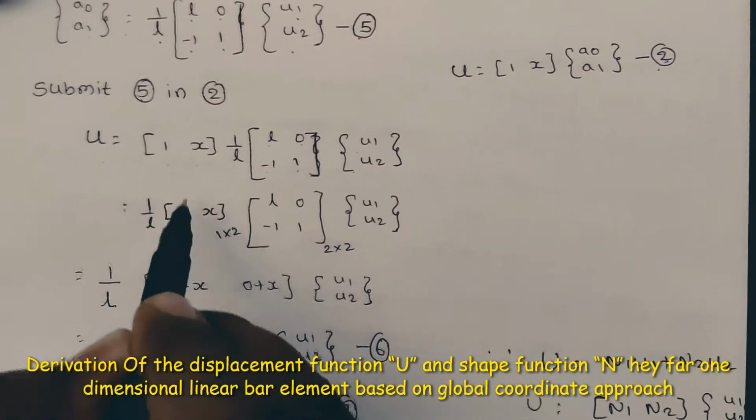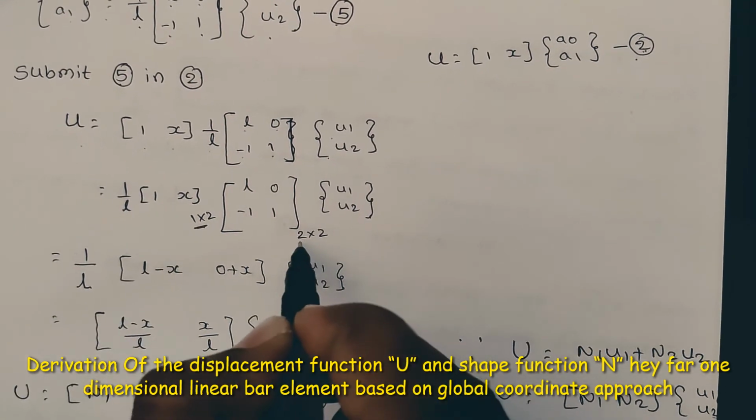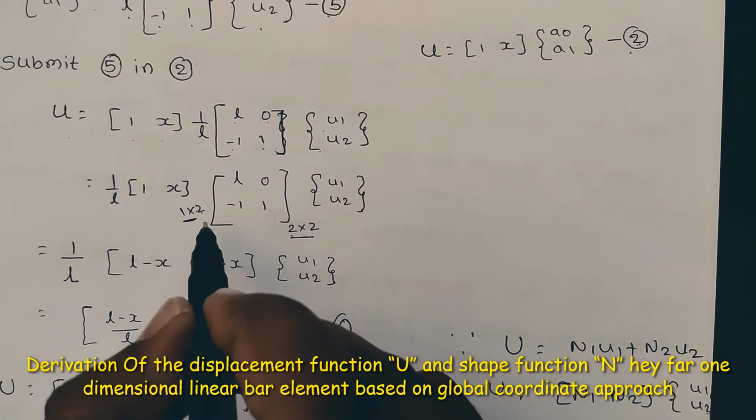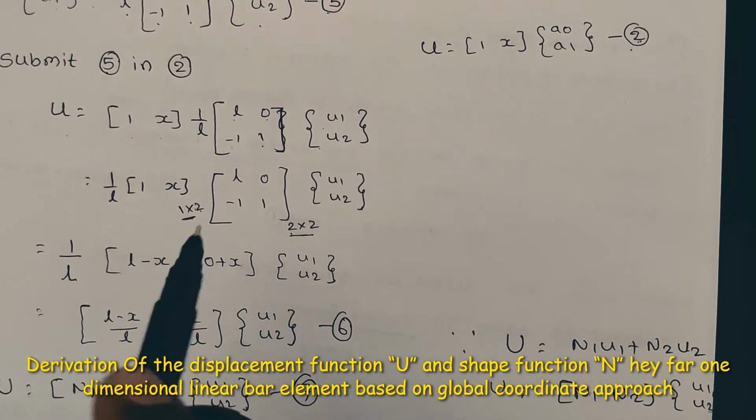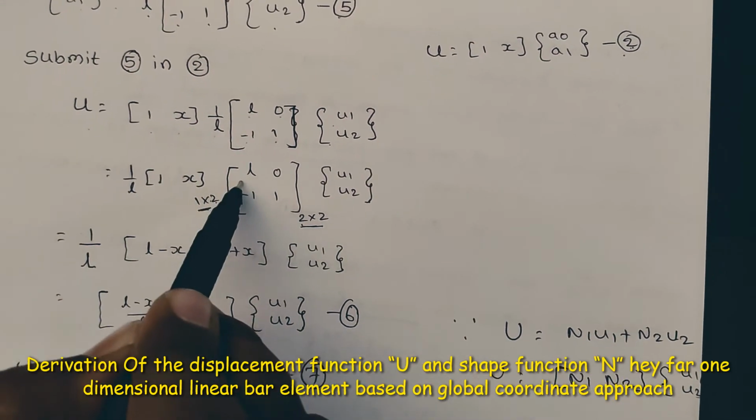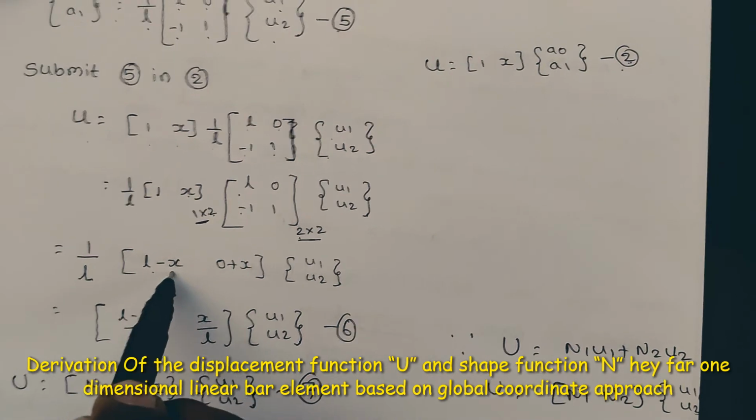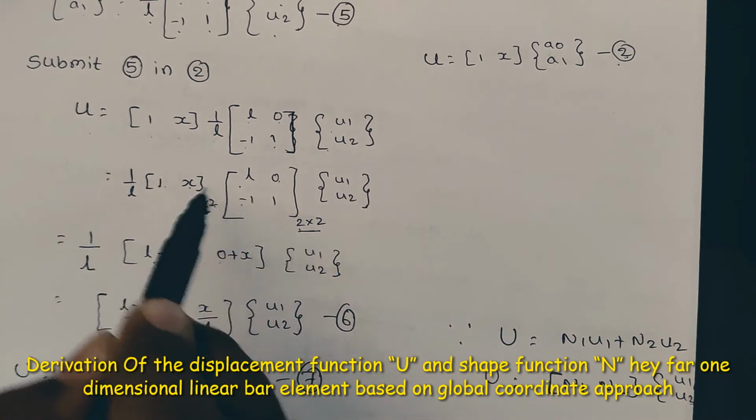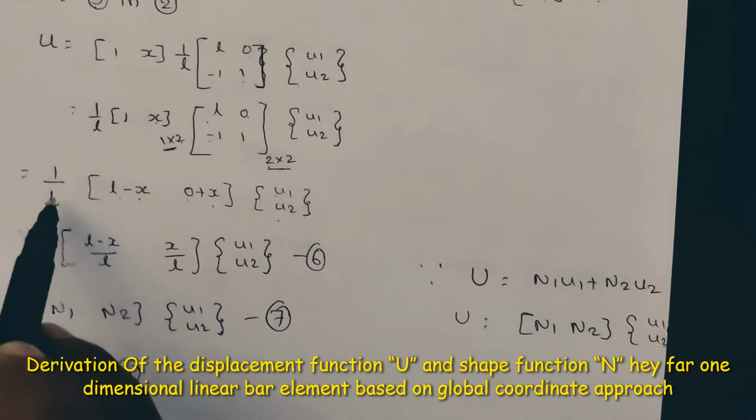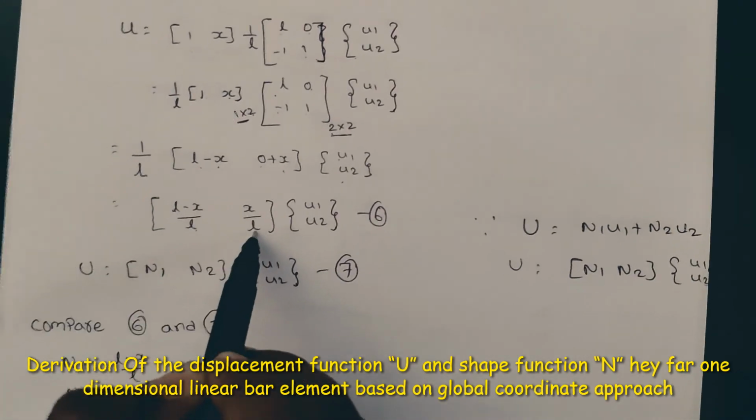Now I multiply this matrix and this matrix. The size of this matrix is 1 by 2 and this one is 2 by 2. The inner dimensions are equal, so we are able to do the multiplication. From that, 1 into L, x into minus 1, so L minus x. Then 1 into 0, x into 1, so x, times u1 u2. Sending the L value into the matrix, we get L minus x by L and x by L, times u1 u2.